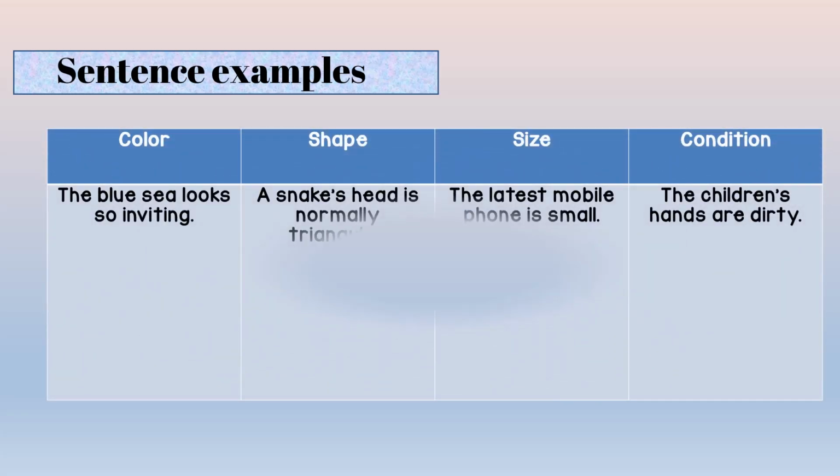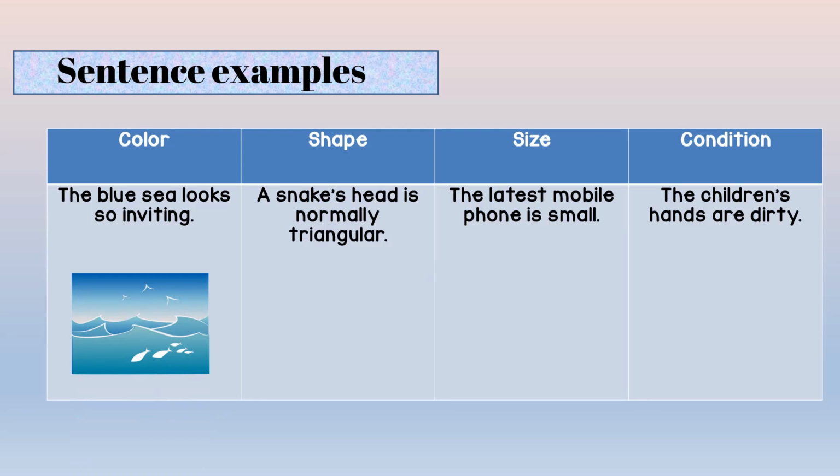Now let's put the words in a sentence. The first one, let's talk about colors. The blue sea looks so inviting. So what is the adjective in this sentence? Yes, blue. So it talks about the sea, the color of the sea. The blue sea looks so inviting. Very good. So the adjective there is blue. Next, a snake's head is normally triangular. So we want to talk about the shape of a snake's head. So what is the adjective there?